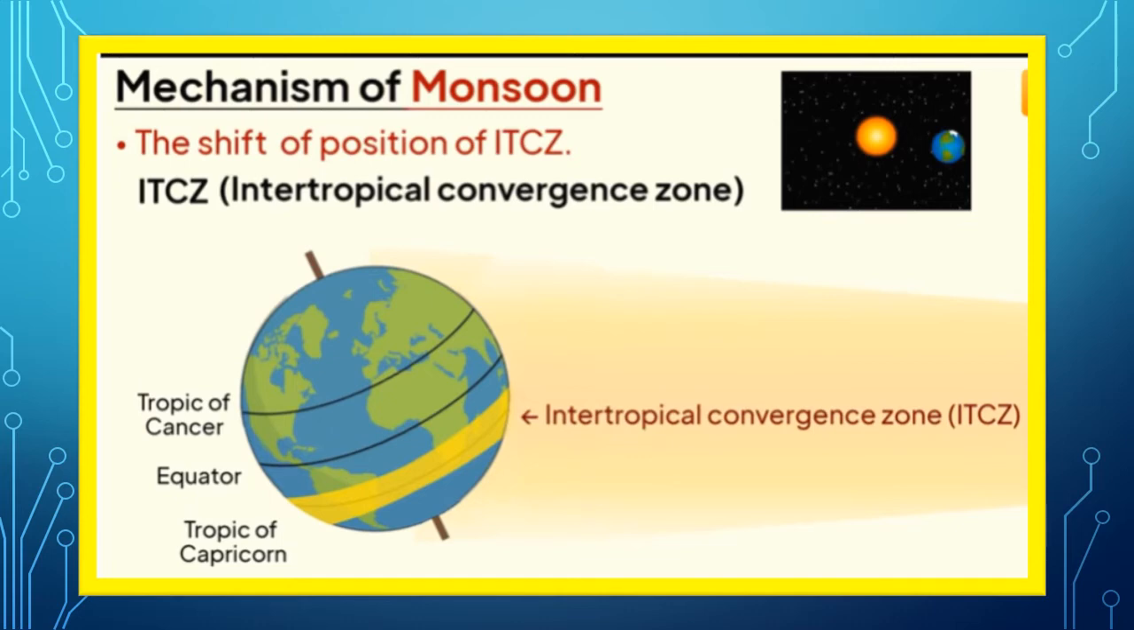Now when the ITC zone is in the Tropic of Cancer, this helps to create low pressure and attracts the southwest monsoon winds, which bring rainfall to India.